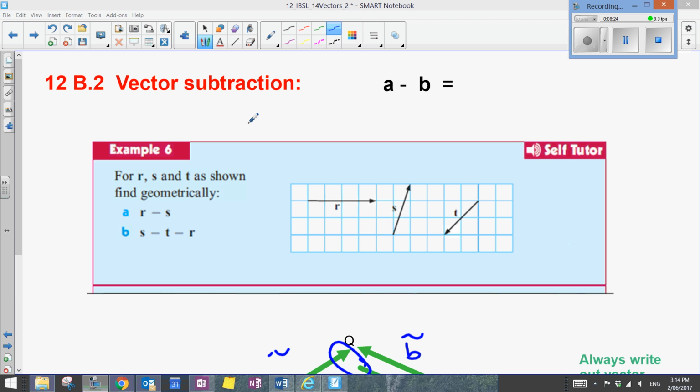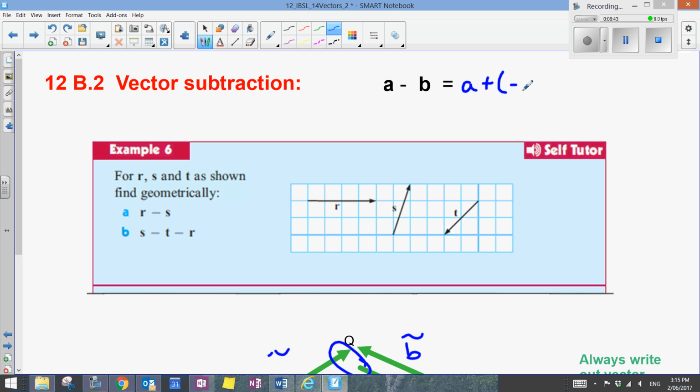So vector subtraction is B.2. Similar to vector addition, just like when you learned how to add integers together, if you're adding a negative number, we say subtracting. So if I'm adding a vector A plus negative B, we basically are saying A minus B. So be thinking about that same idea with vectors. However, now we have a direction associated with vectors.